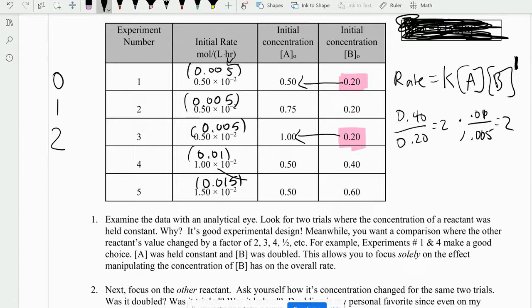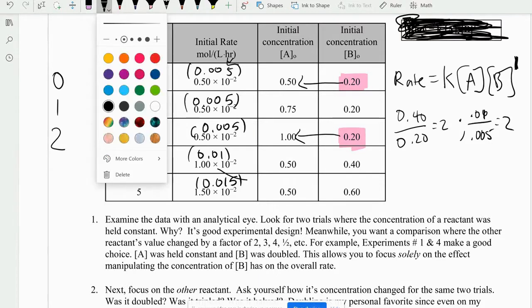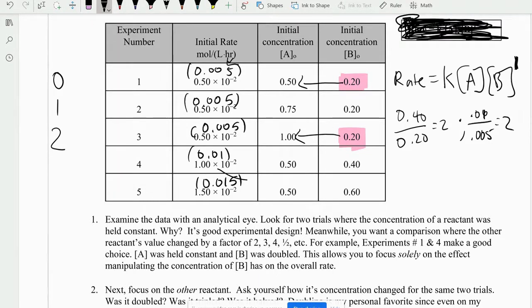So again, we held B constant this time. Now we're looking at A's concentration. A's concentration is doubling from 0.5 to 1. And now you have to say, okay, what happened to the rate in that time? Well, let's take a look. The rate initially was 0.005 molarity over hours. And at trial 3, oh my gosh, the rate stayed the same.